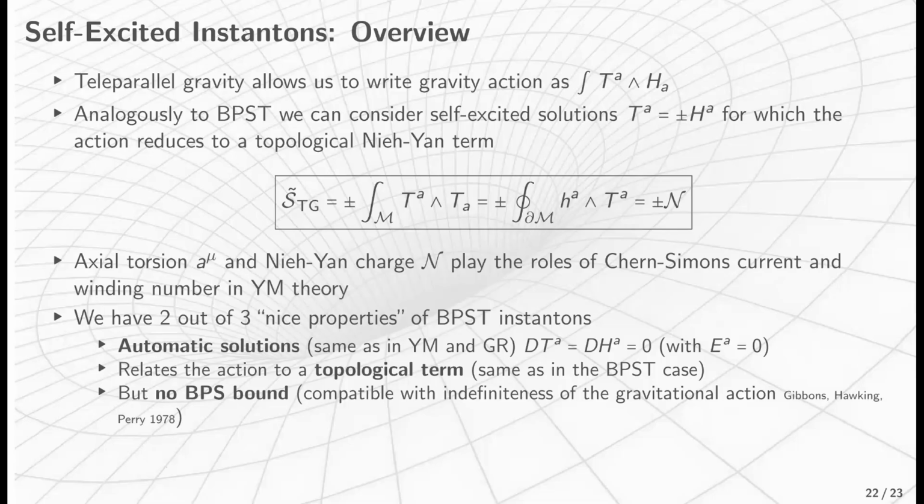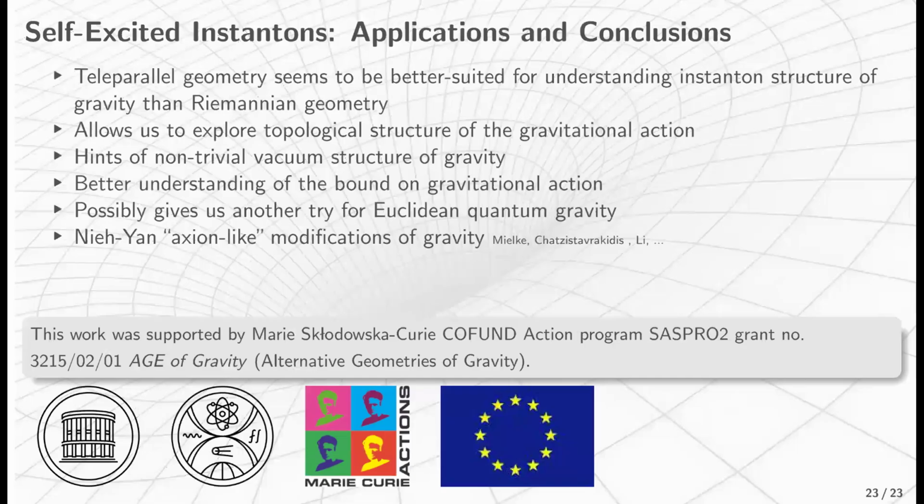So what does it mean? Just to give you some concluding remarks, it seems that teleparallel geometry is better suited for understanding this instanton structure of gravity than Riemannian geometry. I think this is quite an okay statement and not overselling it. It really allows us to explore the topological structure of this gravitational action, which is really interesting.